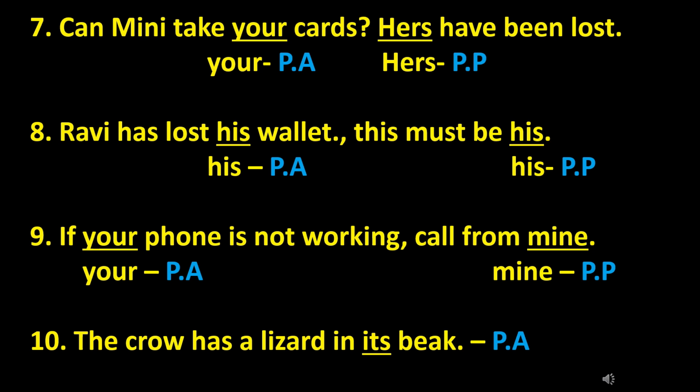So it is a possessive adjective. Mine is a possessive pronoun. 10. The crow has a lizard in its beak. The pronoun its came before the noun beak. So it is a possessive adjective.